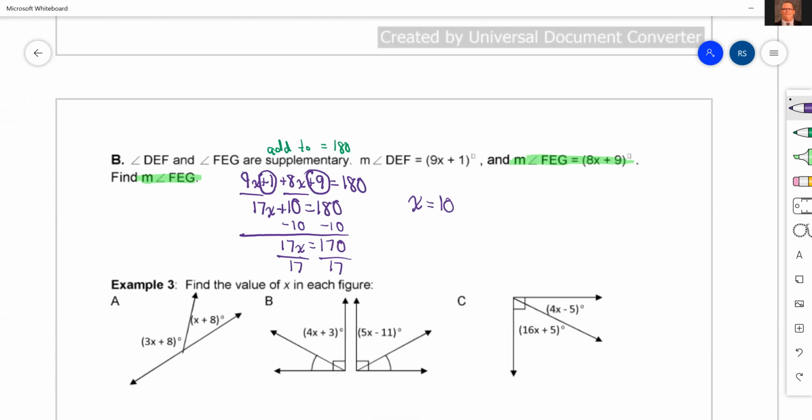Just so you know. Okay, so the measure of angle FEG is equal to 8 times, what's our x? 10, plus 9. 8 times 10 is 80, plus 9, 89 degrees. There's our answer.